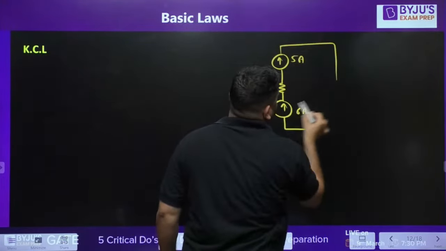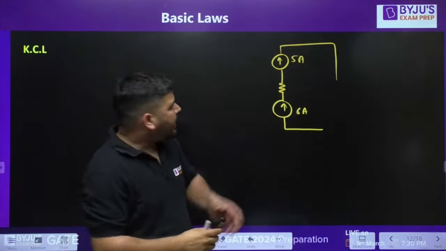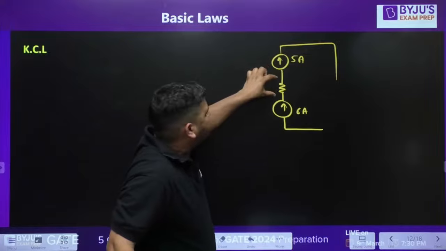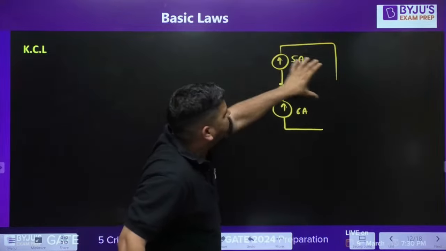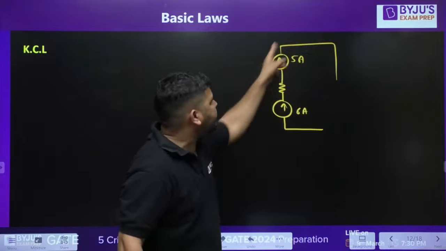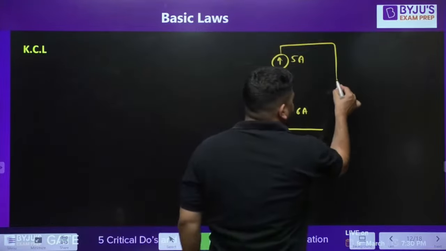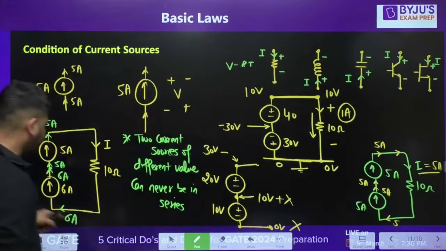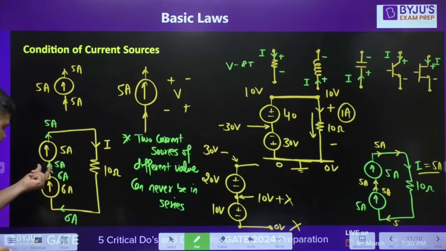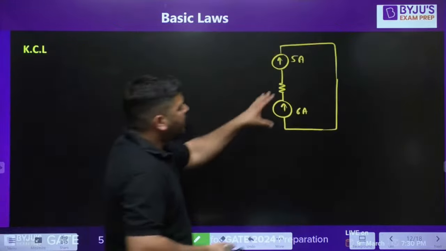They are in series. In series, there is no rule that the resistance has to be connected here only. You can move the resistance to any place. This is a series connection, and this connection is equivalent. You can take this 10 ohm out of these two current sources, or you can connect this resistance like this, no problem. So again there is a violation.